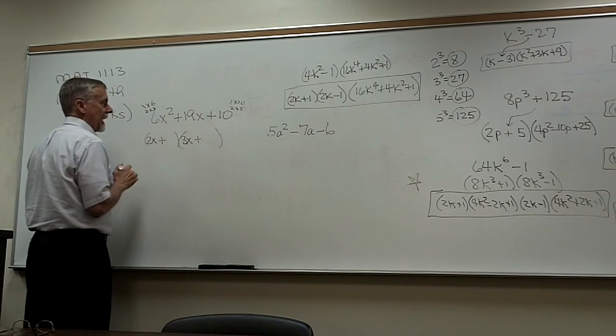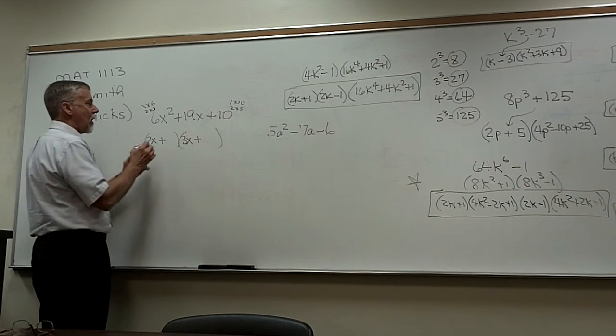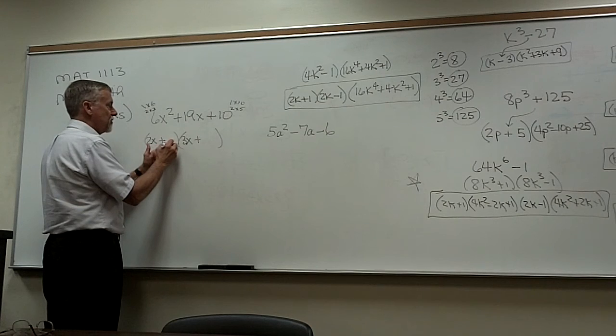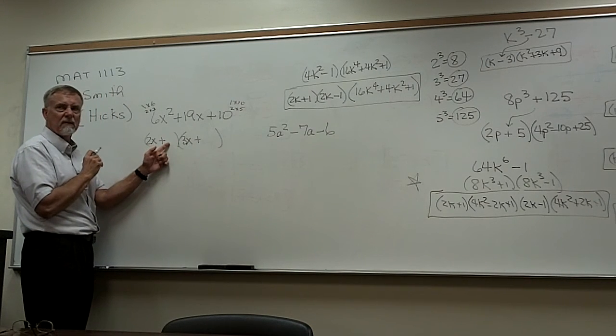Now we have a 2 and a 5 down there. Does anybody know why I wouldn't even try to put a 2 here? Anybody have any idea?